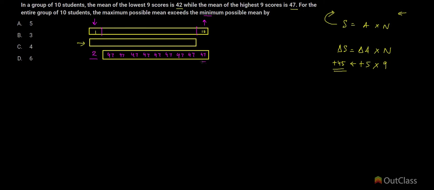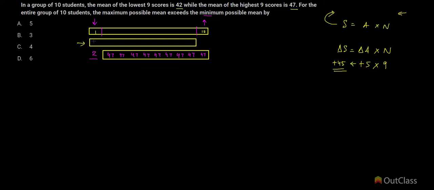Anything else, if you put anything other than 47 here, this sum will remain constant, but this number will rise, right? If you put, say for example, 48 here, this sum is still going to be 47 into 9, but this is going to be 3 instead. So that's going to raise the sum and it's going to raise the average. We don't want that. This is the extreme case, the minimum mean.